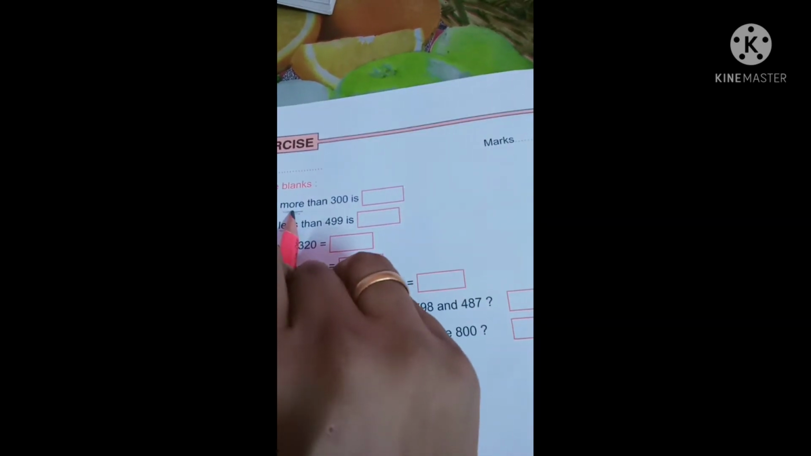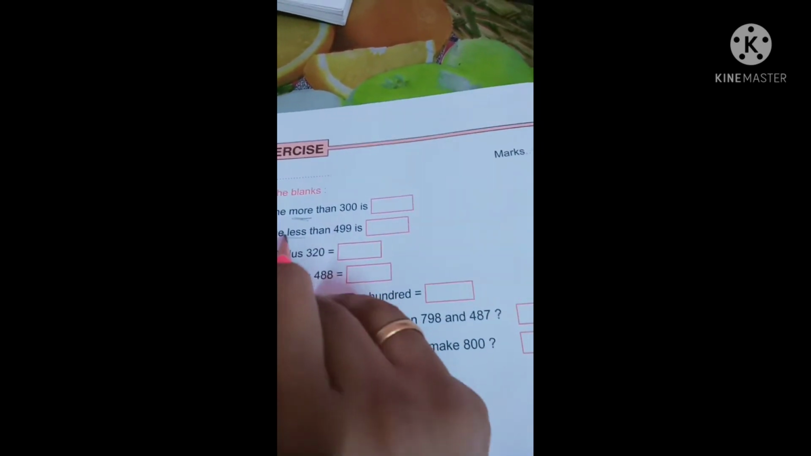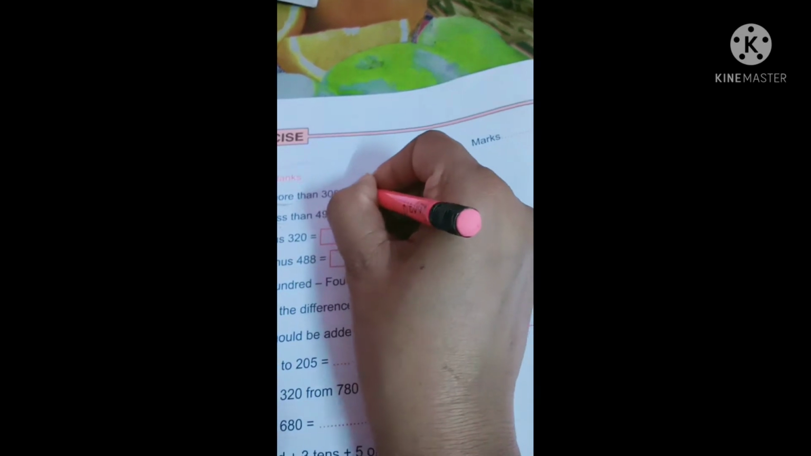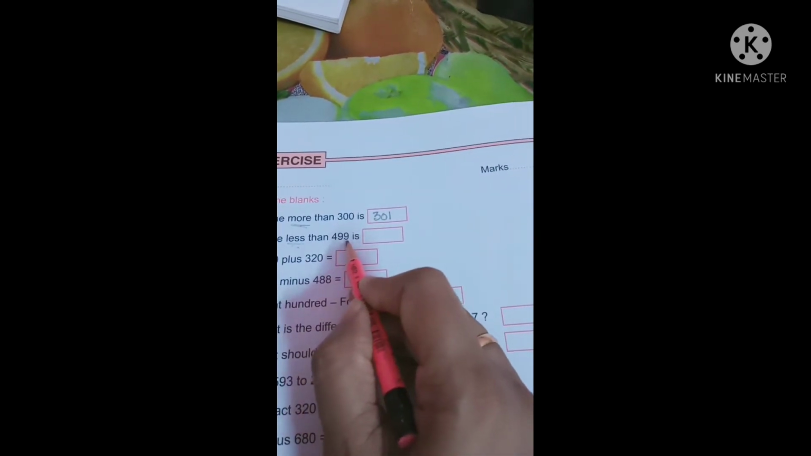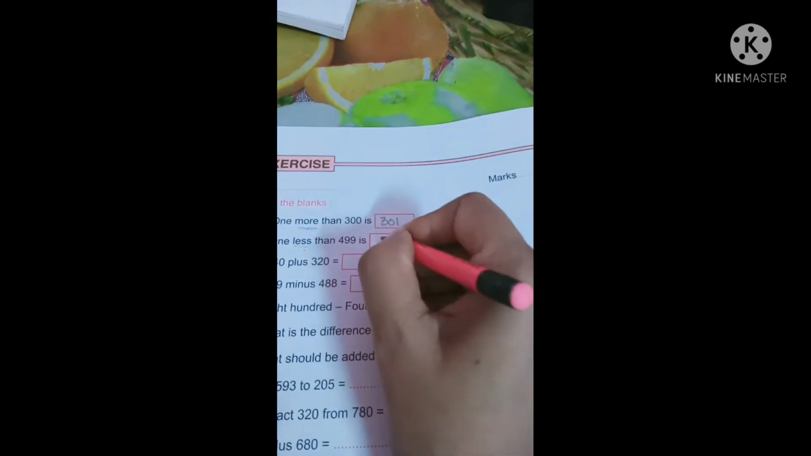How much to add? 1 to add. And in this question, how much to subtract? 1 to subtract. So we will add 1 to 300. So we get here 301. Now in the next question B, 1 less than 499. So you will subtract 1 from 499.